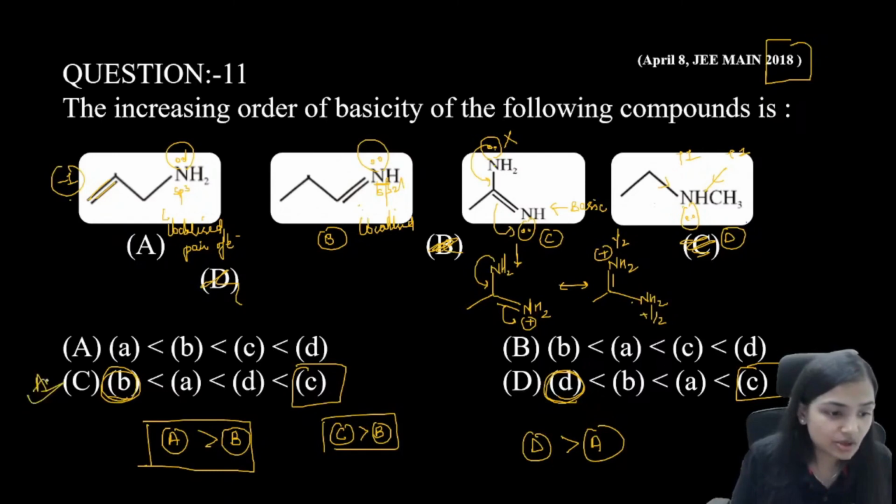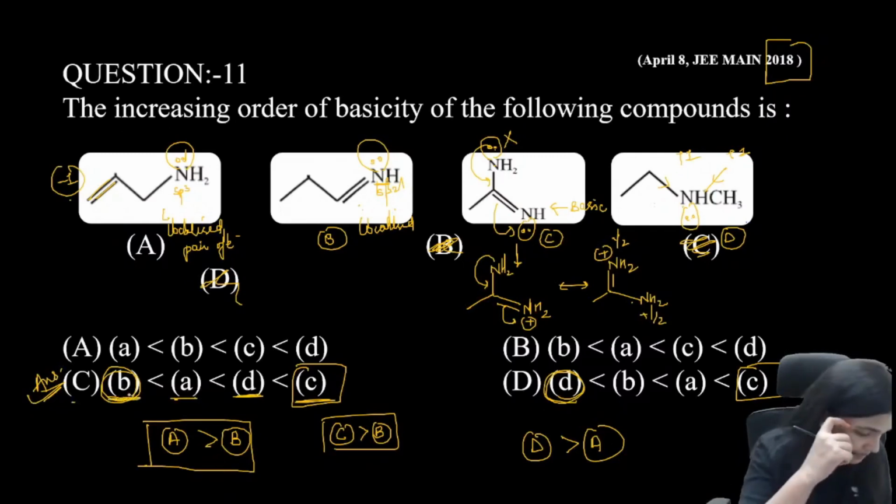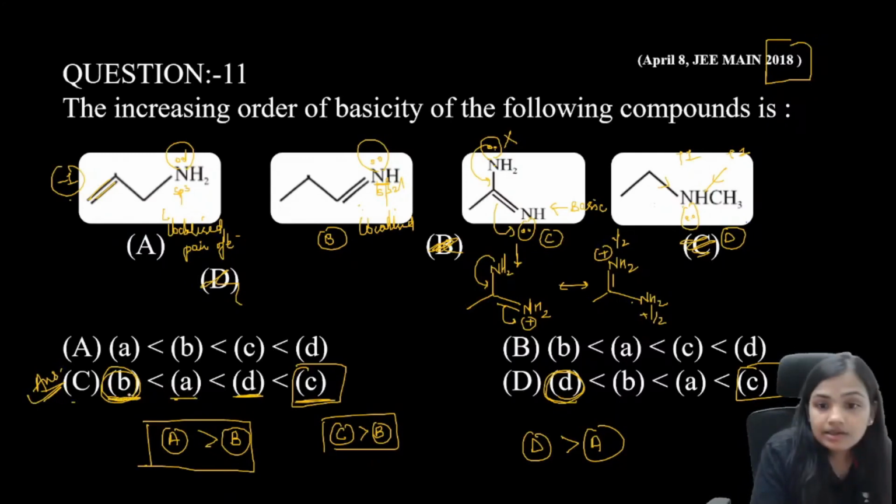So the right answer is option number C. So C, then D, then A, and then B. Clear? This is it. Yes, C is basically a type of a guanidine, amidine kind of structure, right? It is amidine.